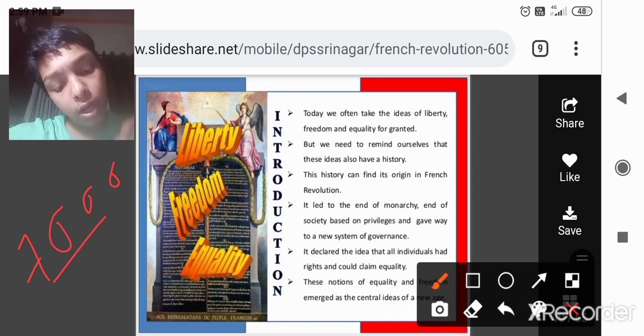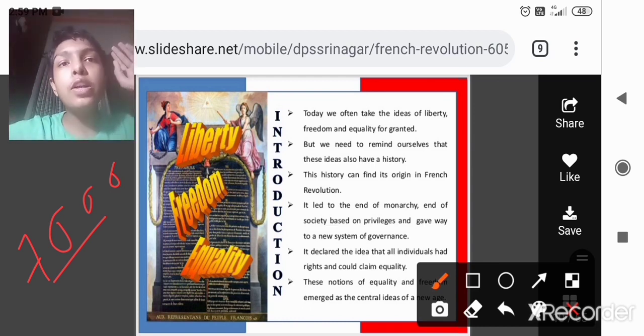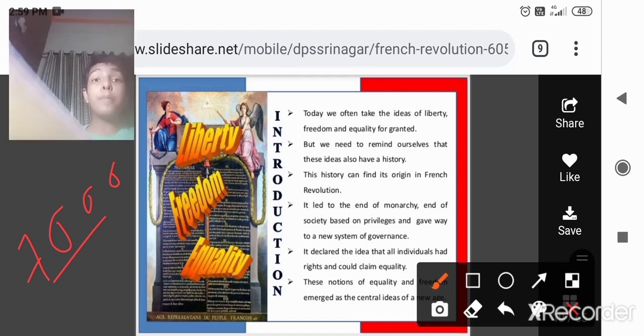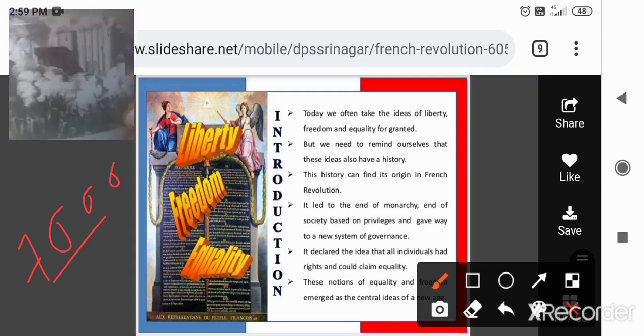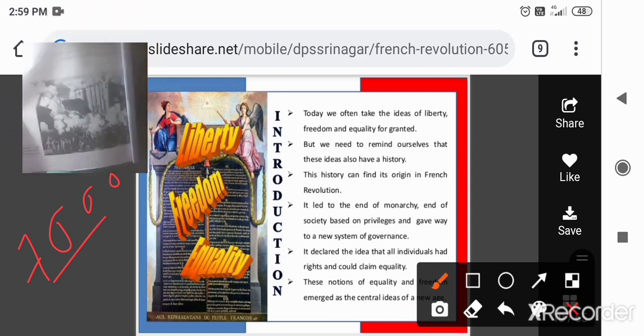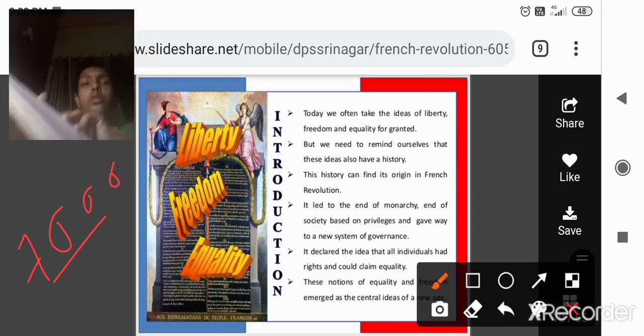Storming of the Bastille. Soon after the demolition of the Bastille, artists made prints commemorating the event. Now there was no proof of it, so artists made pictures showing that it was burnt. Let me show you from the NCERT book. I hope it's clear, right? See, this was the palace. So this was broken down.